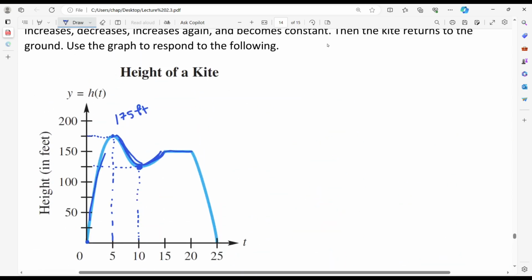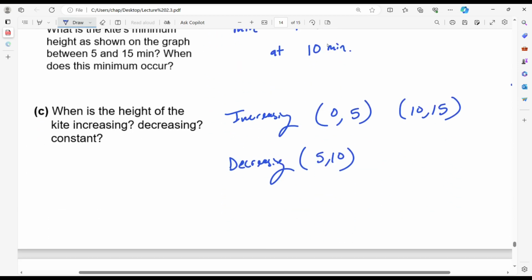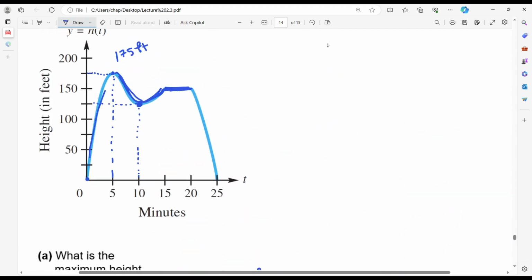Decreasing again. Actually, it's constant here. It's constant for 15 to 20 minutes. So we'll put that down. It's constant from 15 to 20 minutes. And then it starts decreasing again. Let's see where it decreases. From 20 minutes to 25 minutes, it starts decreasing.